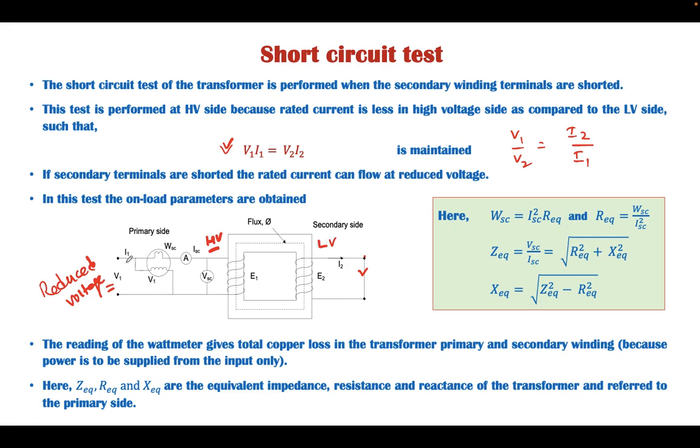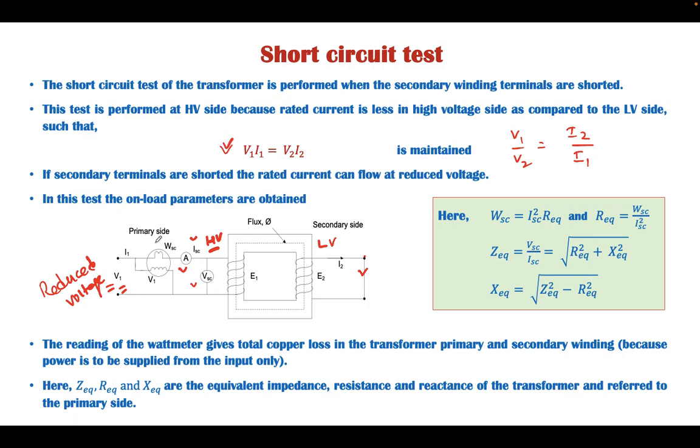Now, knowing the reading of the voltmeter, that voltmeter will read the applied voltage, that is taken as VSC. The ammeter will read the current flowing in the transformer primary side, that is measured as ISC.